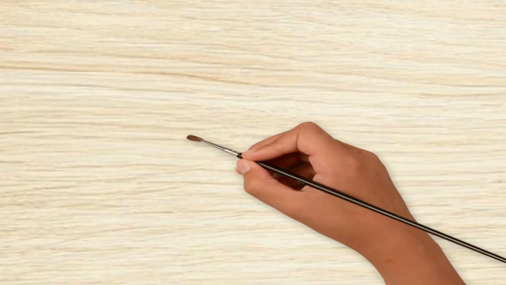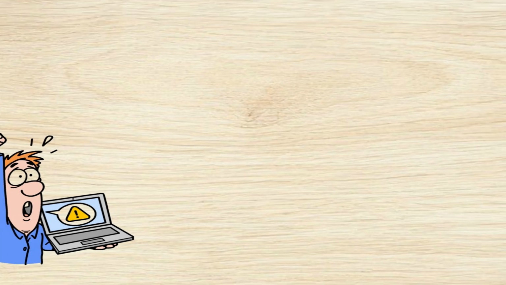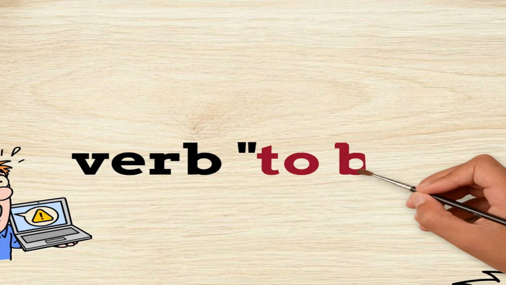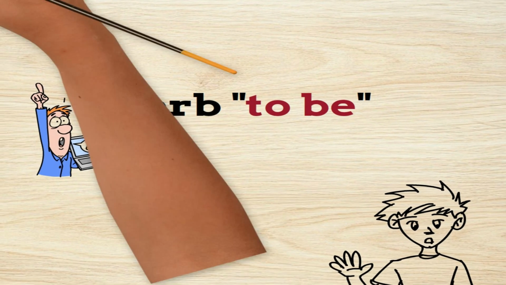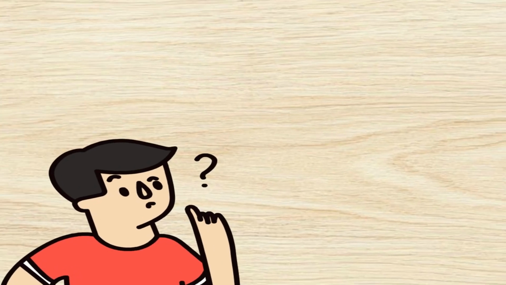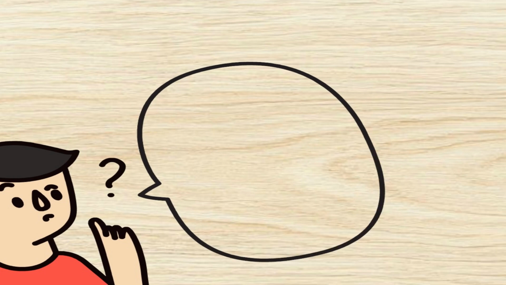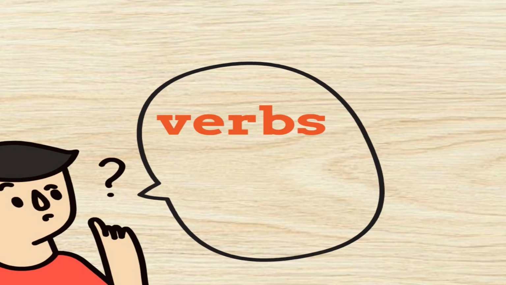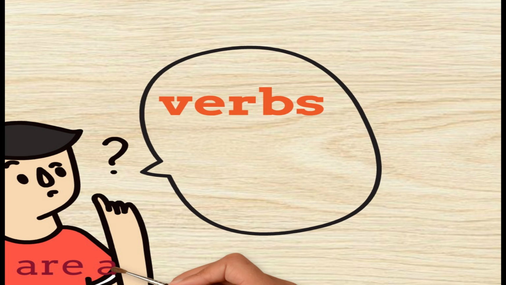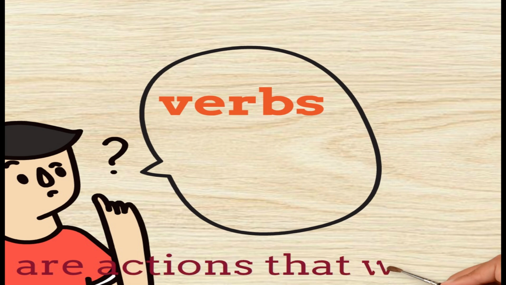Let's learn together a very important lesson in English, which is verb to be. Let's learn together firstly what a verb is. A verb means an action that we do.